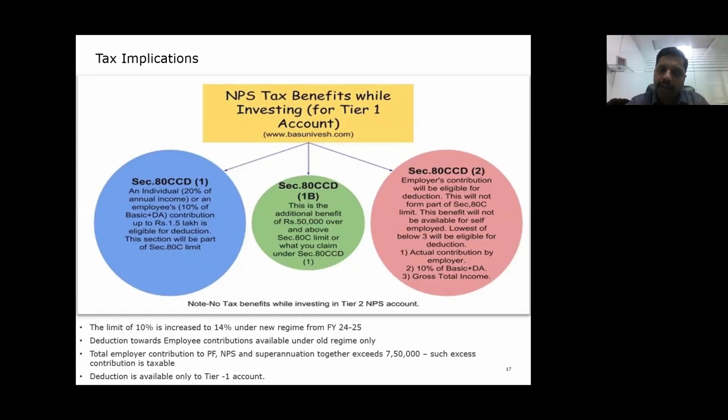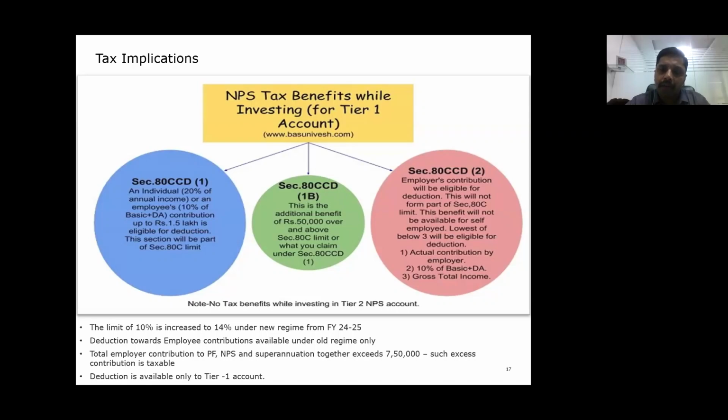That 50,000 again he can come and claim under 80CCD(1B). So he can avail the total benefit of 2 lakhs deduction, and this additional deduction of 50,000 is available only for NPS deduction. If there is any excess of payments like tuition fee or insurance premium or PPF, that won't fall under this. This is specifically provided for NPS contributions only.